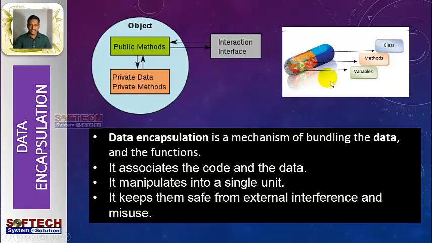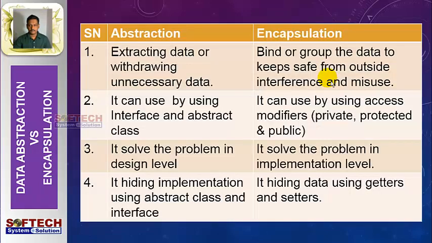We bundle the data and methods to avoid external interferences and misuse. We allow only access to the data and the method. We don't allow access to the internal operations of the function and data. This is data encapsulation. So what is the difference between data abstraction and encapsulation? Data abstraction and encapsulation are both for data security. Data abstraction is data slicing. Data encapsulation is hiding.